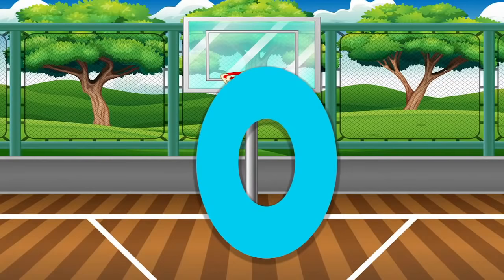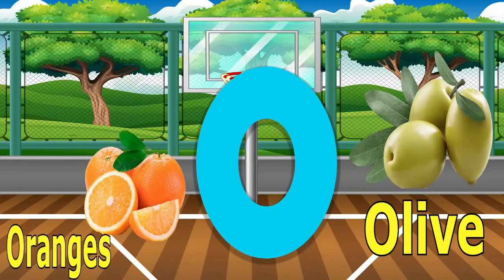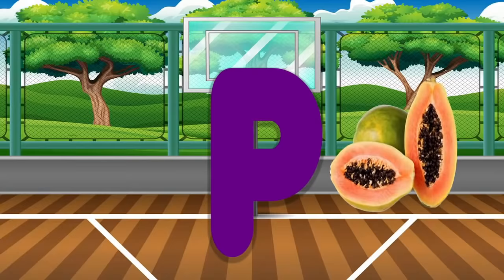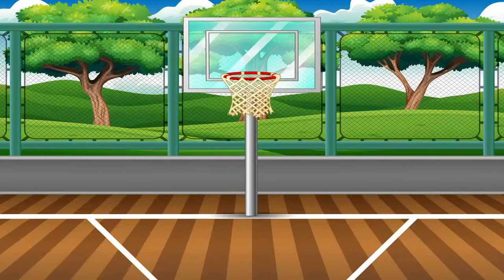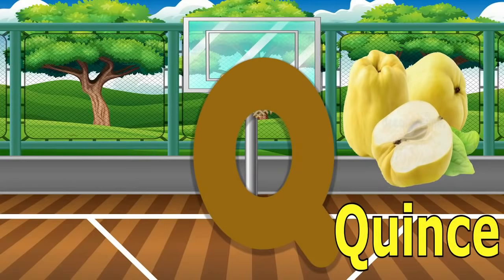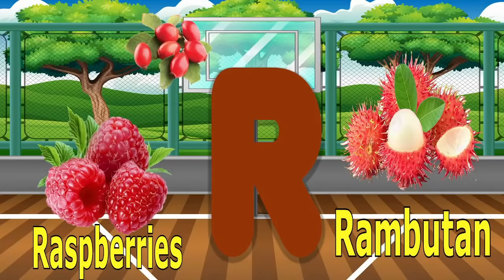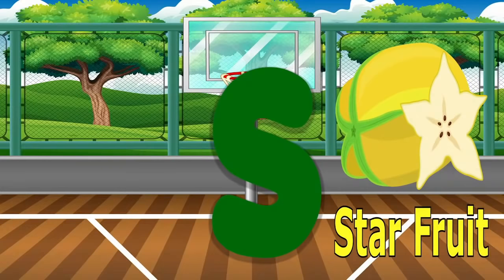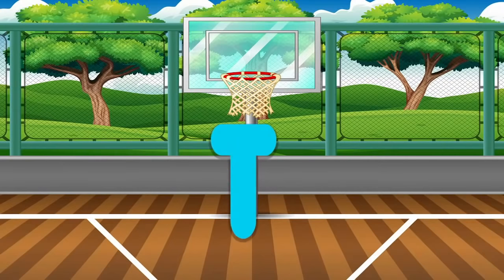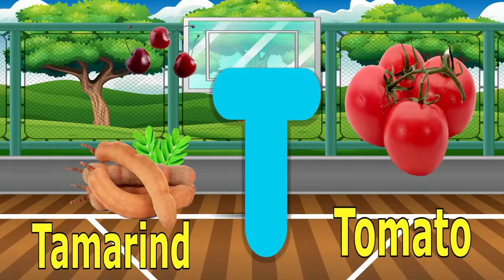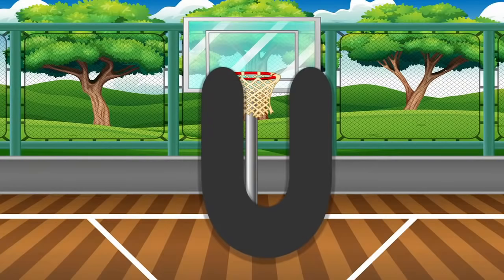O, olive, oranges, oval kumquat. P, papaya, persimmon, prickly pear. Q, quince, Queen Anne cherry. R, rambutan, raspberries, rose hips. S, star fruit, strawberries, sugar baby watermelon. T, tomatoes, tamarind, tart cherries. U, ugly fruit, unique fruit.